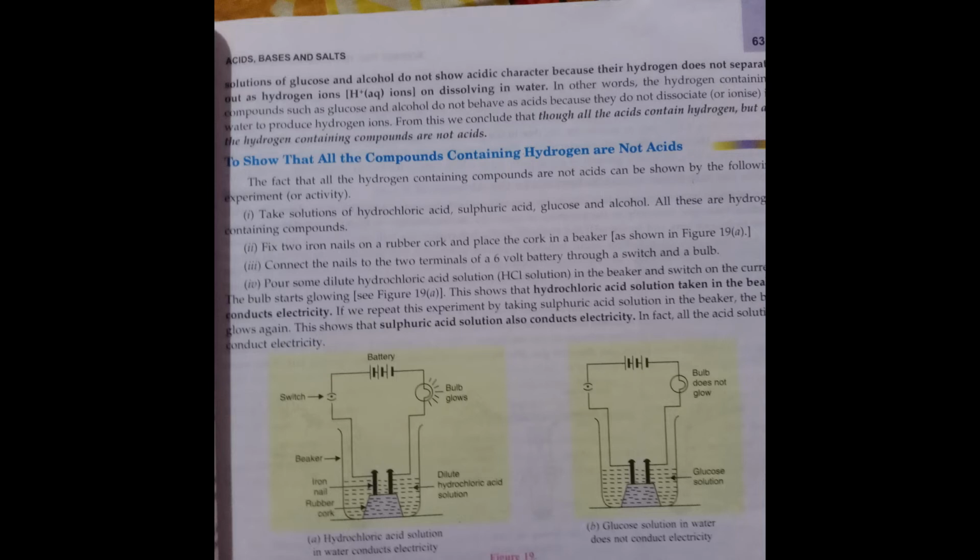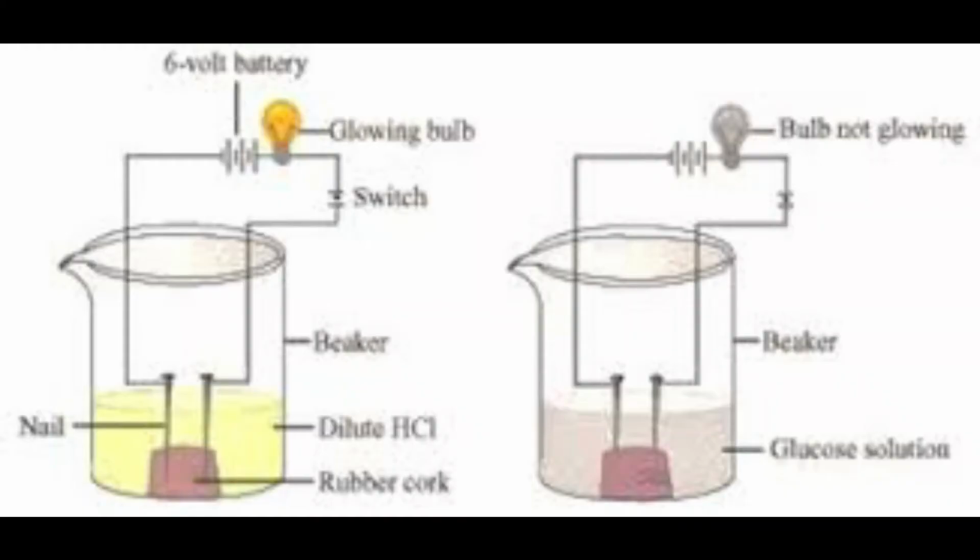Now, to show that all compounds containing hydrogen are not acids, let us perform an activity. You have this activity in your textbook, children. This is very important. Now, take solutions of hydrochloric acid, sulfuric acid, glucose and alcohol. All these are hydrogen containing compounds. These compounds commonly contain hydrogen, but a few of them are acids and a few of them are not acids. We are going to prove that.